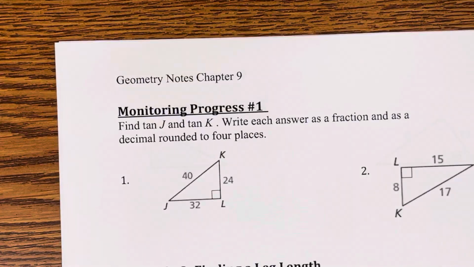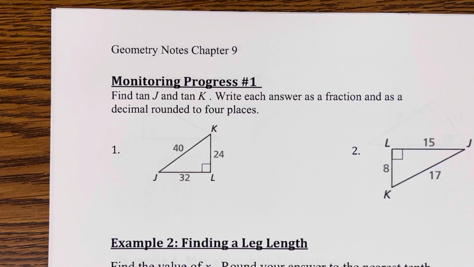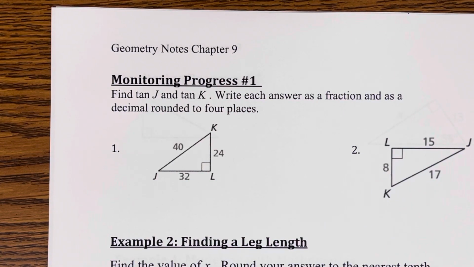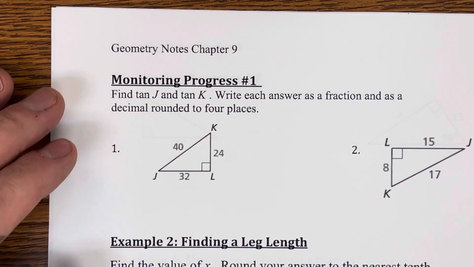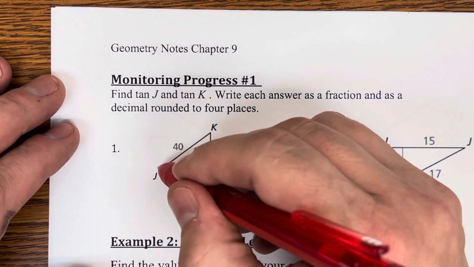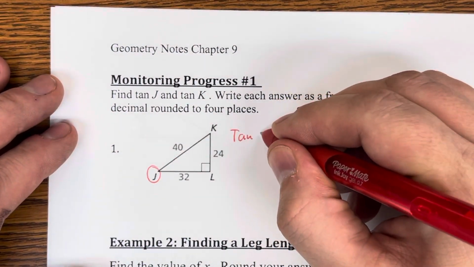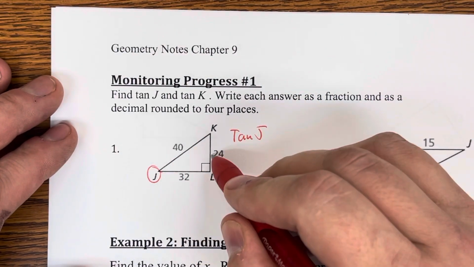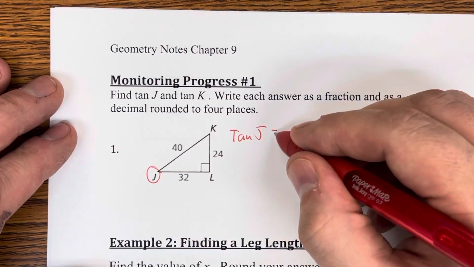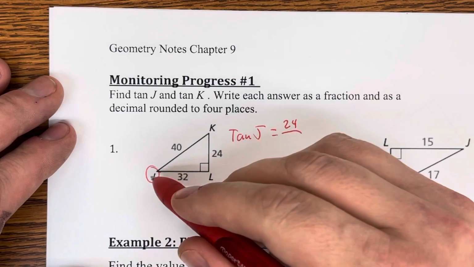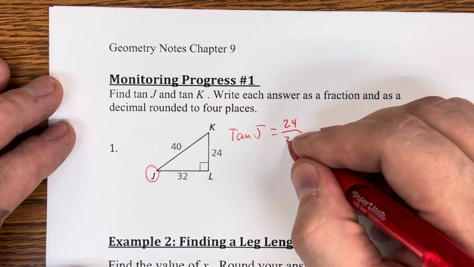All right, next example here. Find the tangent of J and of K. Write each answer as a fraction and as a decimal rounded to 4 places. So first we're going from J. I'm going to do J with my red. So the tangent of J, opposite, go across. Opposite is 24 over the adjacent, 32.